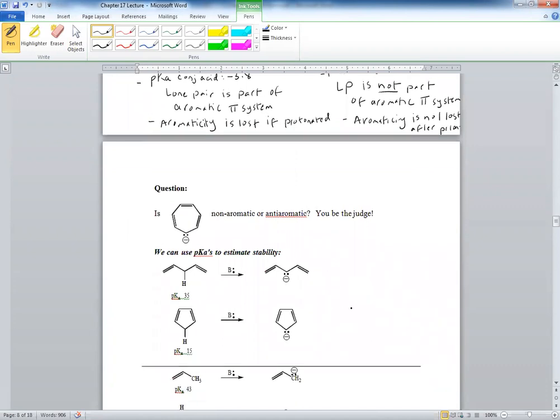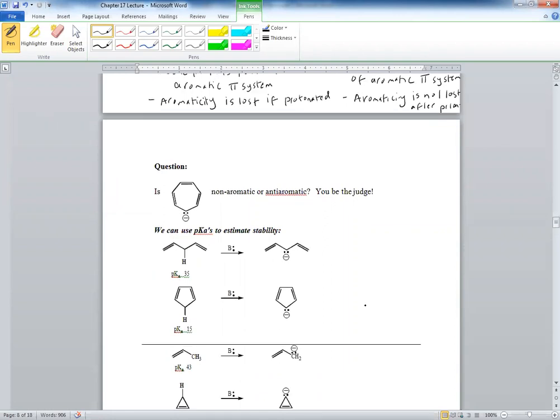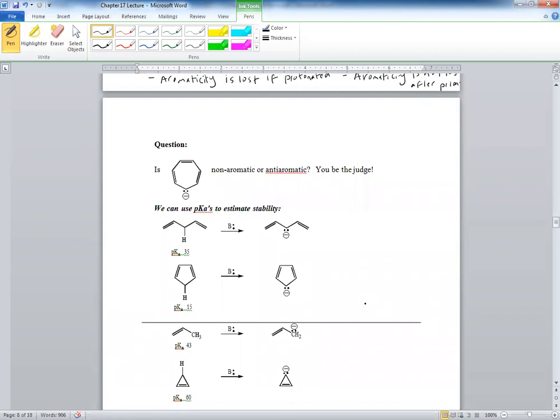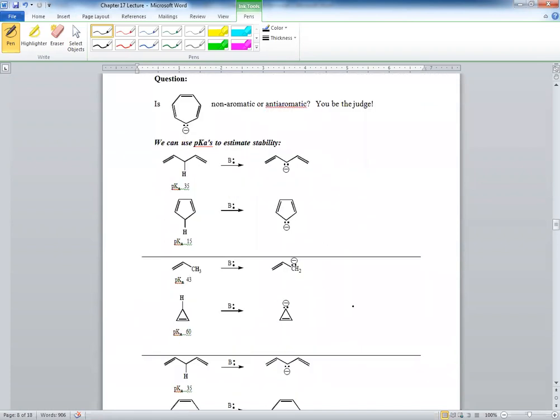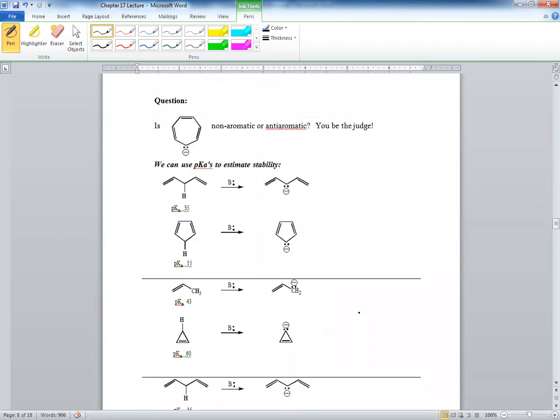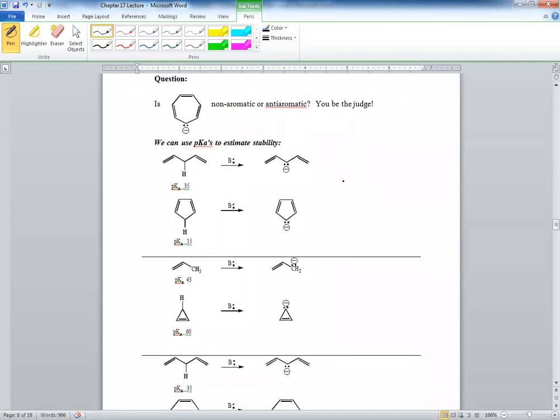Is this aromatic, non-aromatic, anti-aromatic? What do you think? I mean, it's clearly saying, is it non-aromatic or anti-aromatic? So you be the judge. And try to understand these before we come to class.